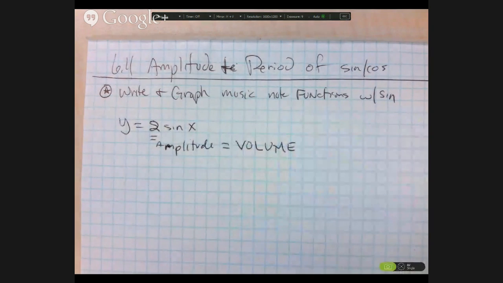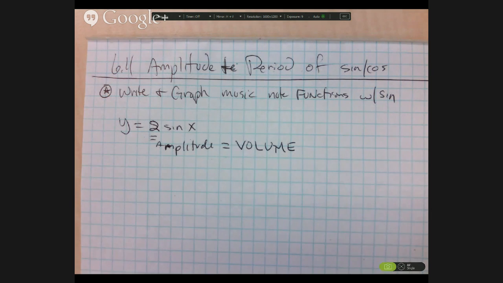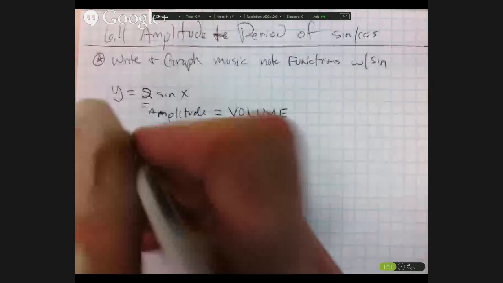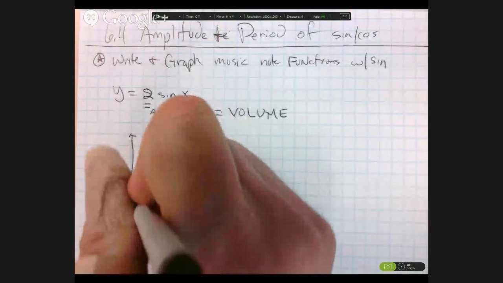Okay. In music terms, that means it's too loud, you're too old, right? So it's volume. What does this graph look like?